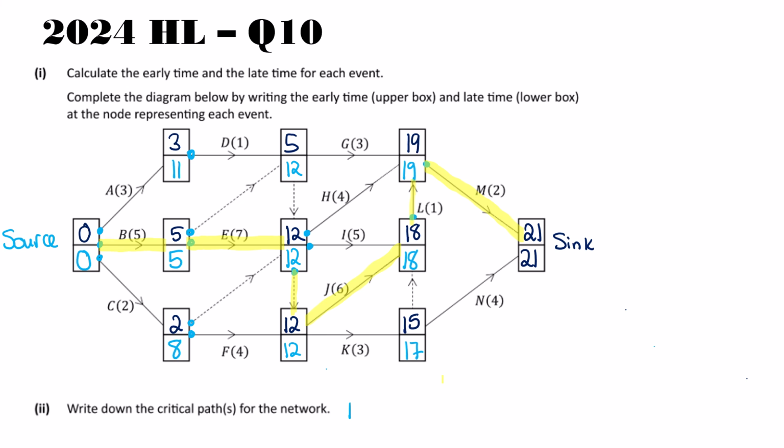So our path is B, E, J, L, N, because E and J are connected through that dummy. You don't need to have your dummy written in as part of your path. It's not a real activity. All it's telling us is that J is dependent on E. That is all that dummy is telling us.